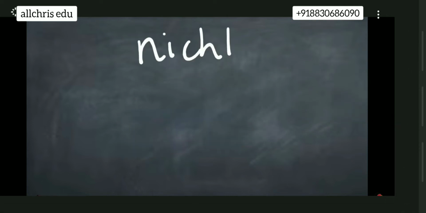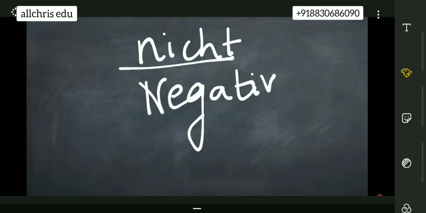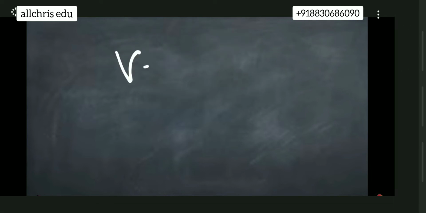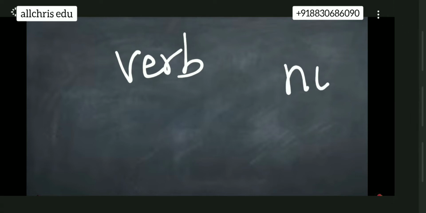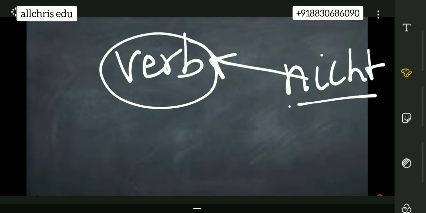Now children, the word nicht is a negative word. In German we say negativ, so it's a negative word. Mostly this word is used to negate a verb. To make this particular verb negative, we use the word nicht. How it comes in the sentence, just see.